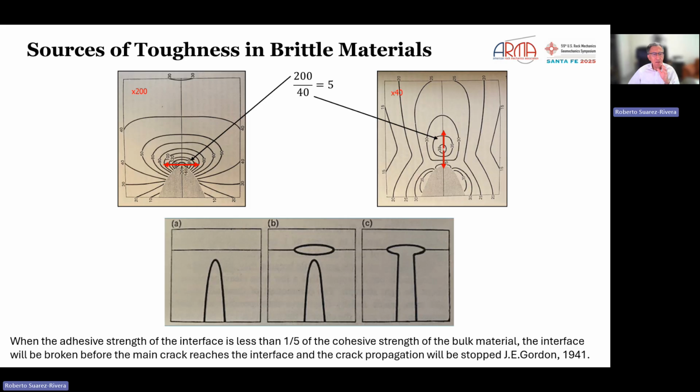And so with that information, he proposes that if a material has a weak interface, such that the tensile strength of the interface, or what he calls the adhesive strength of the interface, is less than 1/5 of the cohesive strength of the bulk material, or the tensile strength of the material, then the interface will open ahead of the fracture tip and eventually blunt the fracture tip and arrest it. So that is a concept that he had when he was explaining the sources of toughness in brittle materials in his book, after, of course, explaining the sources of toughness of typical engineering materials with dislocations and so on.